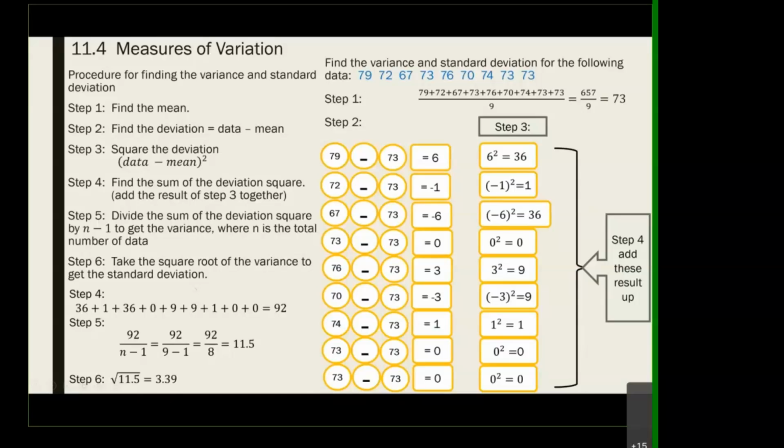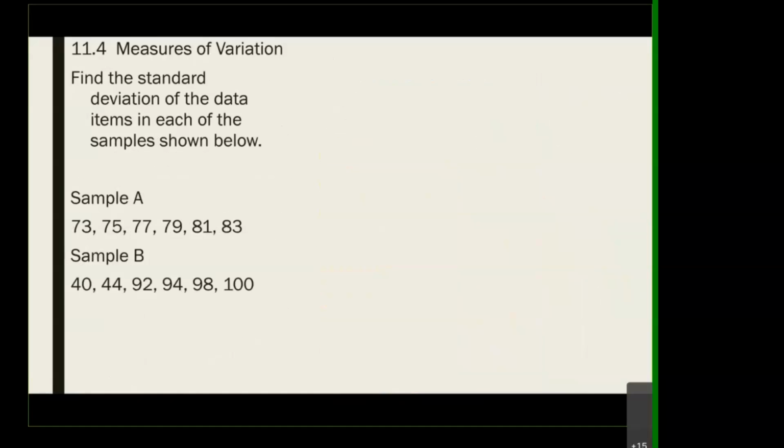All right, let's take a look at another example. Hopefully this example is a little bit clearer, right? Let's say I don't ask you for the variance. I ask you to find the standard deviation for the data items in each of the samples shown below. So I have sample A and sample B. The question asks: what is the standard deviation for sample A, and what is the standard deviation for sample B? This one is just 6 data, so hopefully it's a little bit easier.